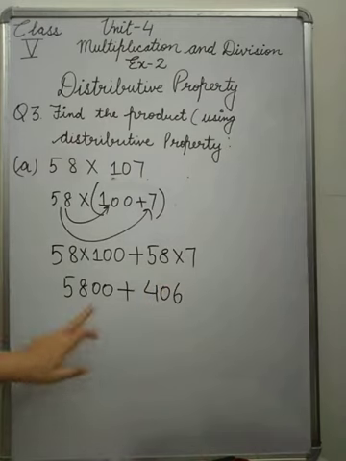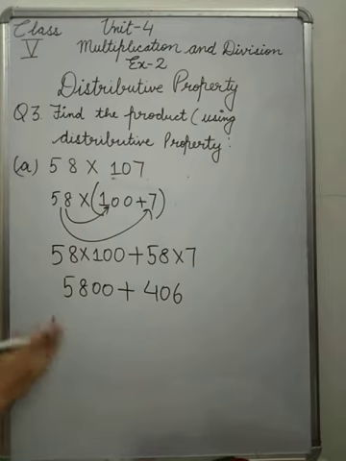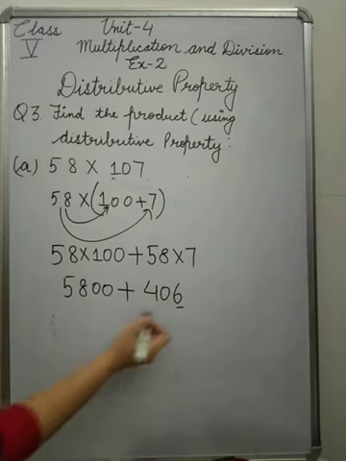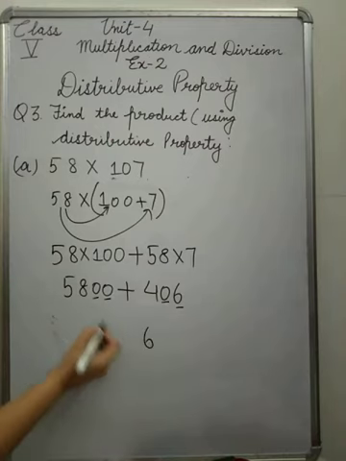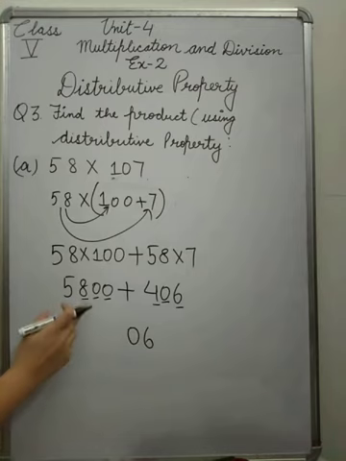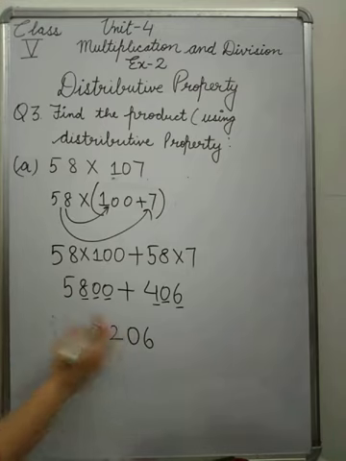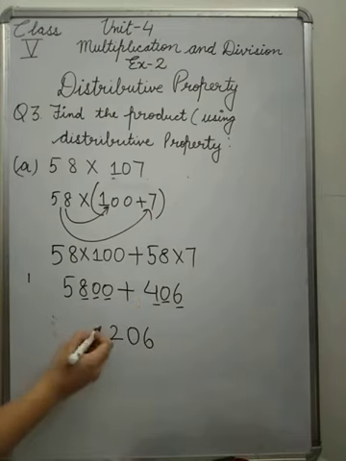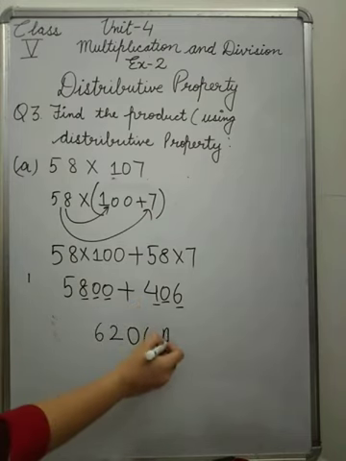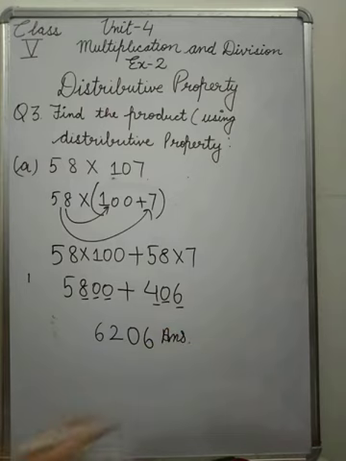See, now you can add this. What will it be? Write it here. Try to do it in this. 6 plus 0, that is 6. 0 plus 0, that is 0. 4 plus 8, 8 plus 4, 12. 1 is carry. No number is there. So 5 plus 1, 6. So the answer is 6206.